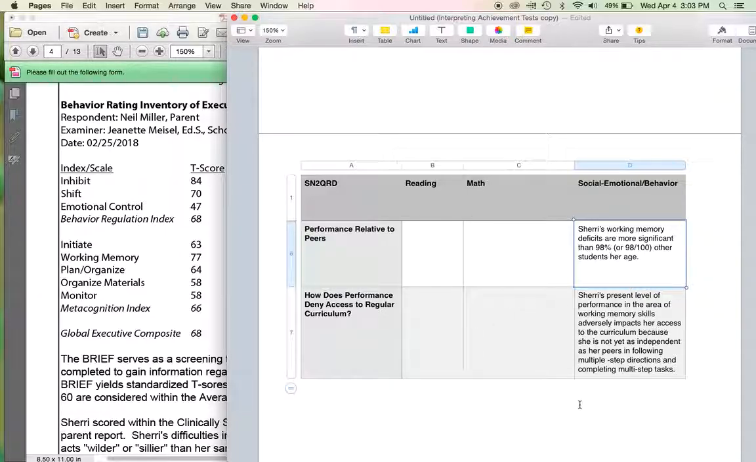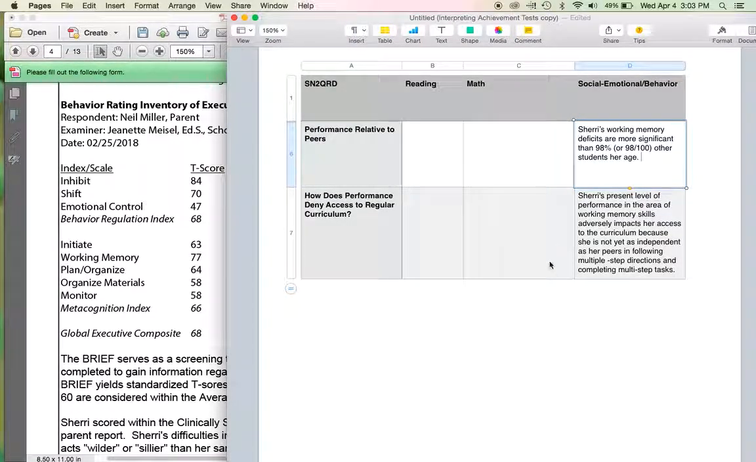I also wanted to talk about the last square here in the table, which talks about how their performance denies their access to the regular curriculum. Historically, this has been the area that students struggle with the most and tend to make the most errors on the project. I would really encourage you to just think logically and practically about this square. Don't overthink it and don't get overly concerned or worried about it. Don't try to really extrapolate too much information.